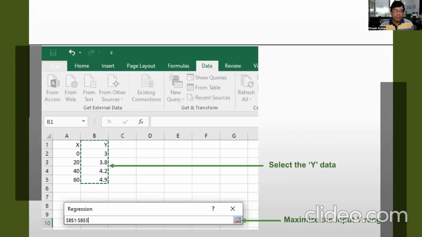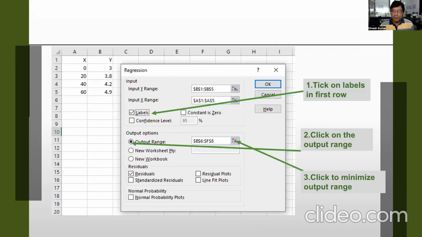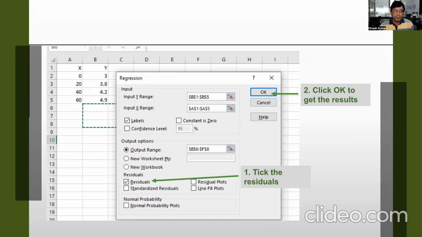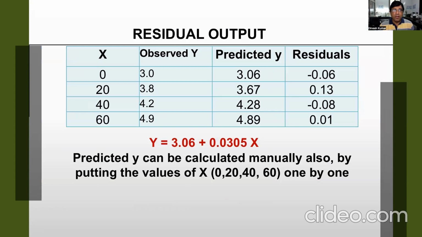I explained the procedure, and today I will demonstrate again. And this is how we interpret the results. Here is your ANOVA or F-test, and you can see the value of intercept and regression coefficient, and also see the significance. Residual output was also shown to you, and you can see the residual values are very minimum, very low residuals are there.